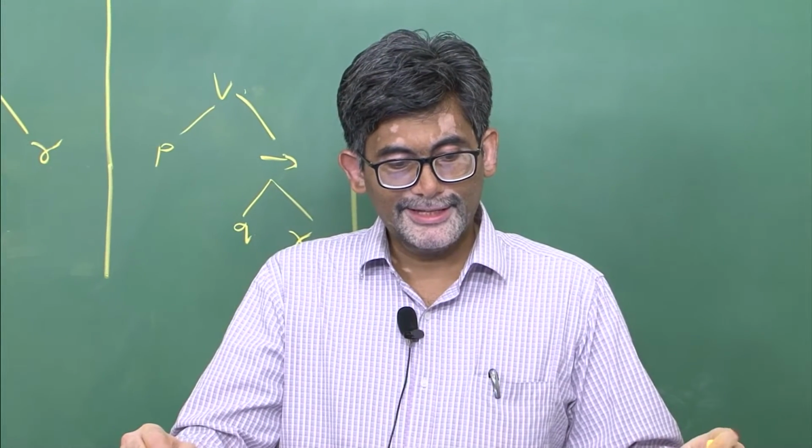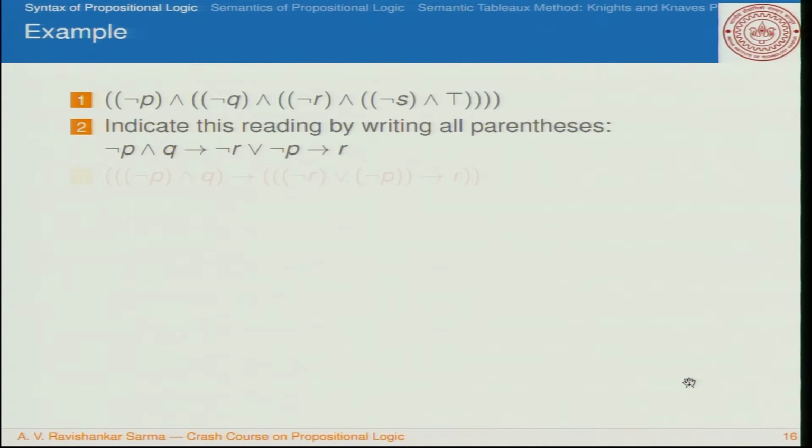For example, if you have not P and then all these brackets, we indicate this reading by writing all the parentheses. It is like this: not P and Q implies not R or P. This will look like this. In the statement in bullet number 2, we give first precedence to the negation, followed by and and then implication, and ultimately this formula becomes like this, as you see in 3.